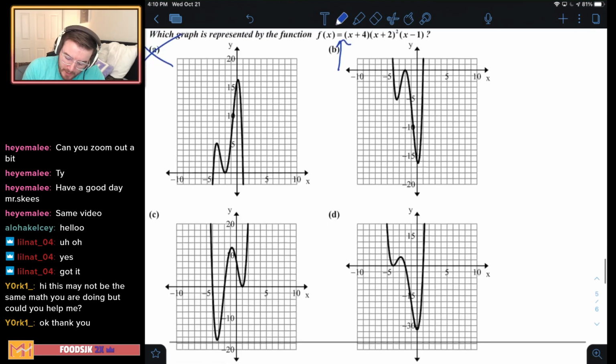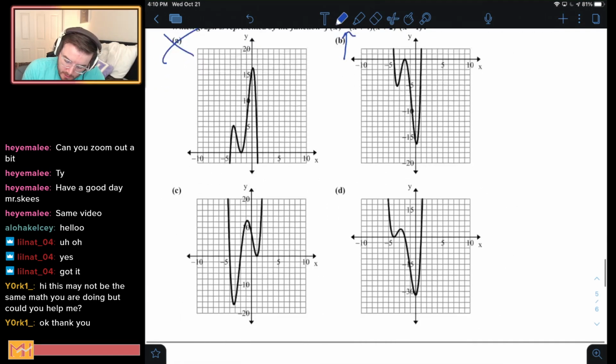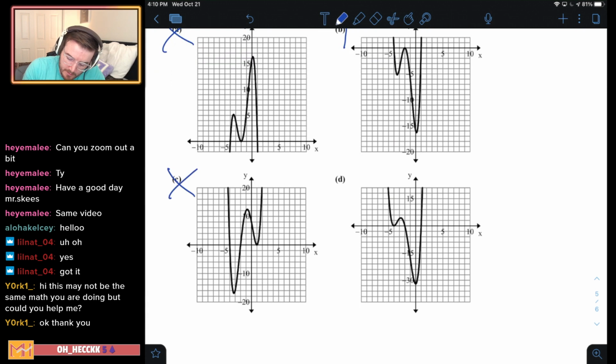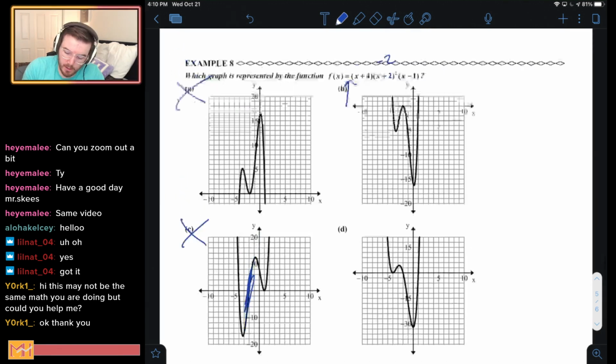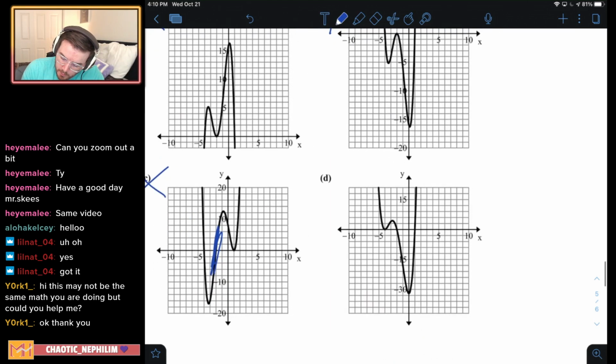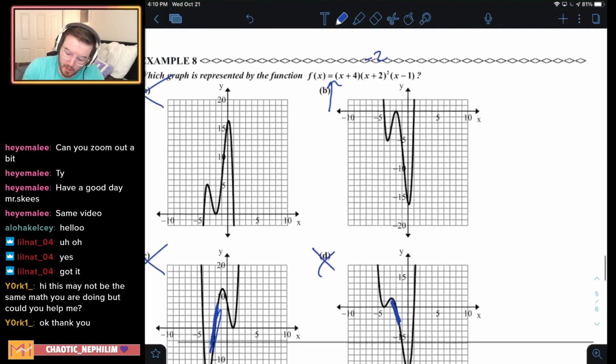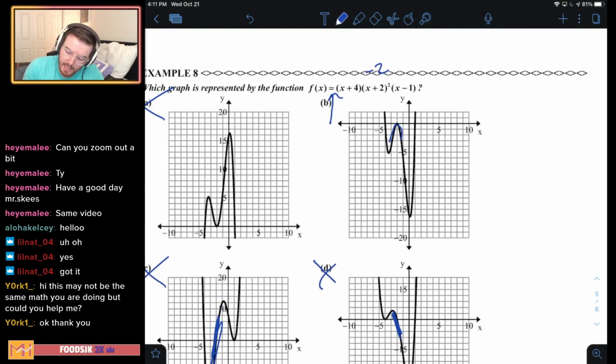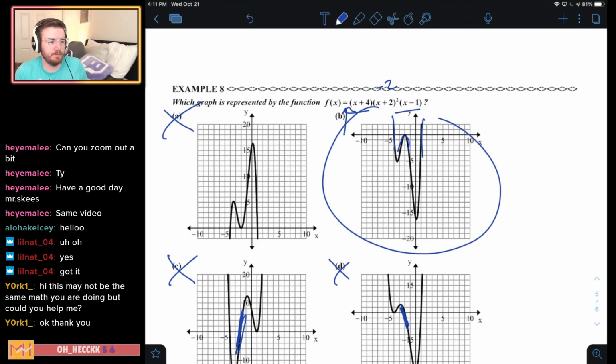So which ones are bouncing at -2? Not this one, right? It crossed. That's no good. This one crossed at -2. That one's no good. This one better have bounced. Yep, it did. And it's also crossing and crossing, just like it's supposed to. So B's the right answer.